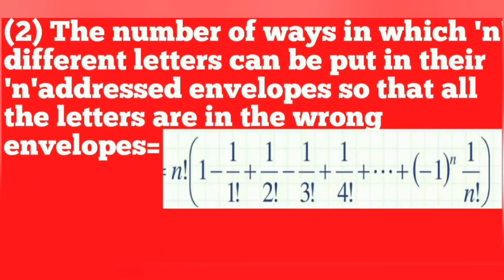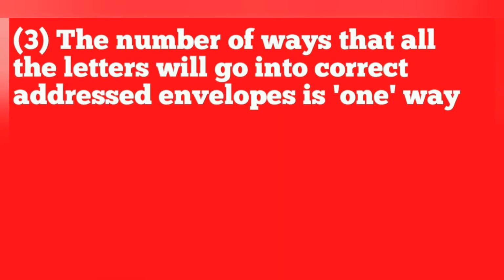Second one, the number of ways in which n different letters can be put in their n addressed envelopes such that all the letters are in wrong envelopes is equal to n factorial into 1 minus 1 by 1 factorial plus 1 by 2 factorial minus 1 by 3 factorial plus and so on, plus minus 1 whole power n into 1 by n factorial. Next, third one, the number of ways that all the letters will go into correct addressed envelopes is only one way.